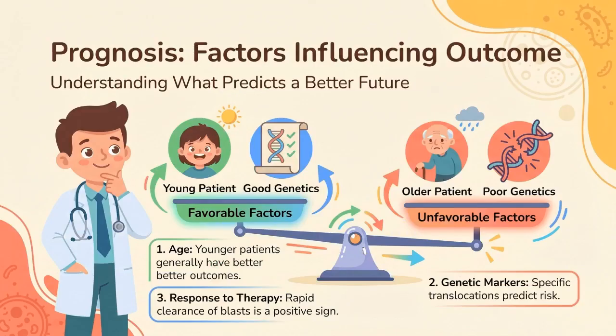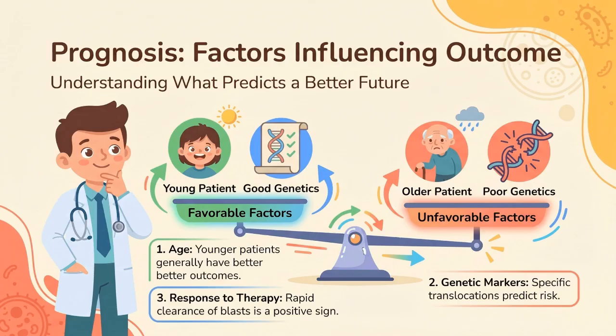The outcome in acute leukemias is not uniform. It's influenced by a complex interplay of factors. Patient age is a significant prognostic indicator, with pediatric ALL generally having a better prognosis than adult ALL or AML. The specific subtype of leukemia, determined by morphology, immunophenotyping, and cytogenetics, also plays a critical role. For instance, certain genetic translocations are associated with more favorable or unfavorable outcomes.